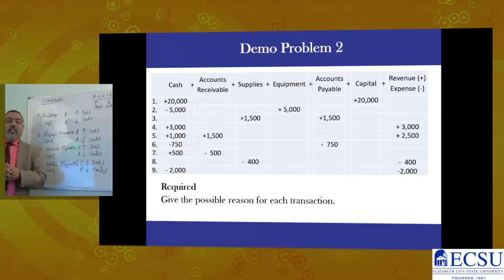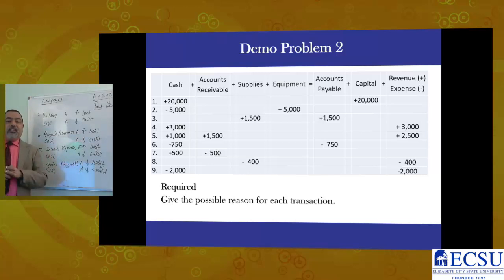Number 4, I see an increase in cash and an increase in the revenue. That would mean I provided some service and I got a revenue. So I would say the revenue received in cash would be number 4.